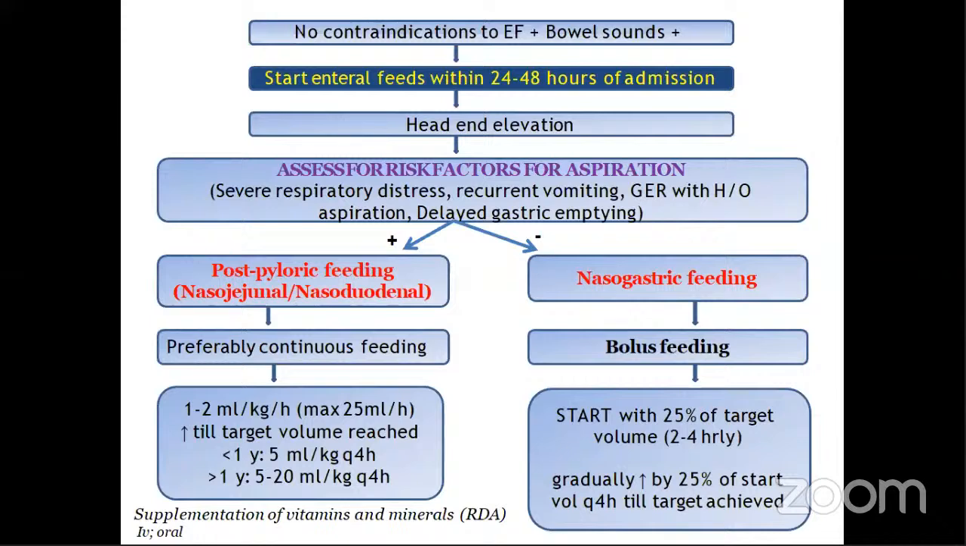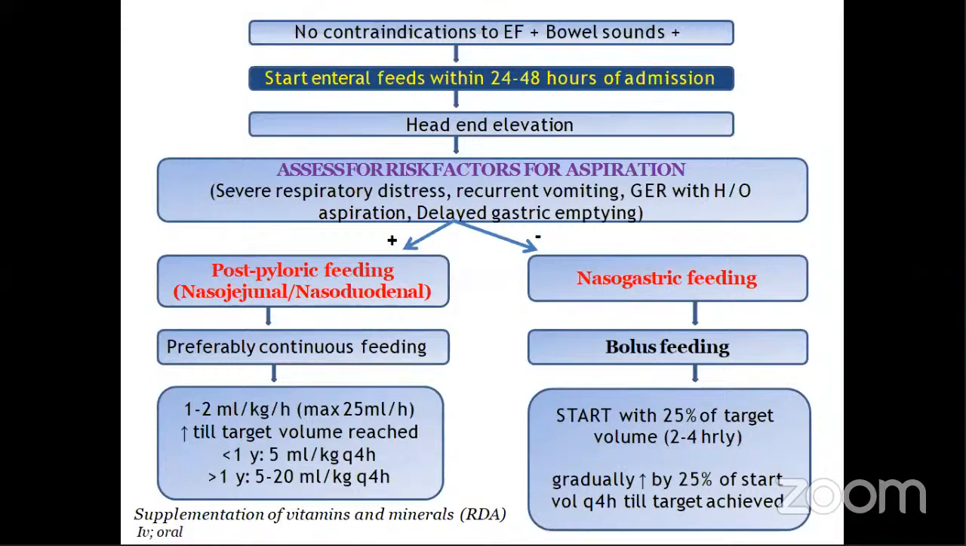If no contraindication is present and the patient's bowel sounds are present, you can start enteral feeds within 24 to 48 hours of admission, keeping the head end of the patient elevated. Now, once we go ahead with this enteral feeding, again, there are two modalities. One is nasogastric feeding, other is post-pyloric feeding.